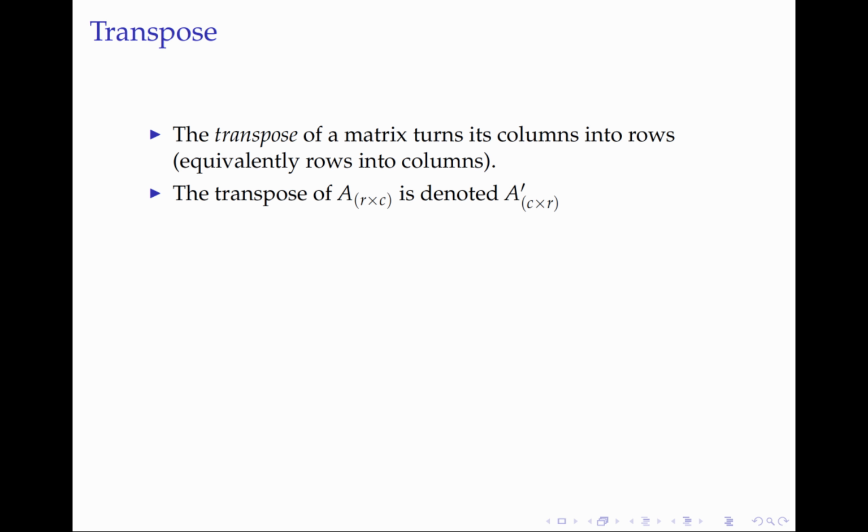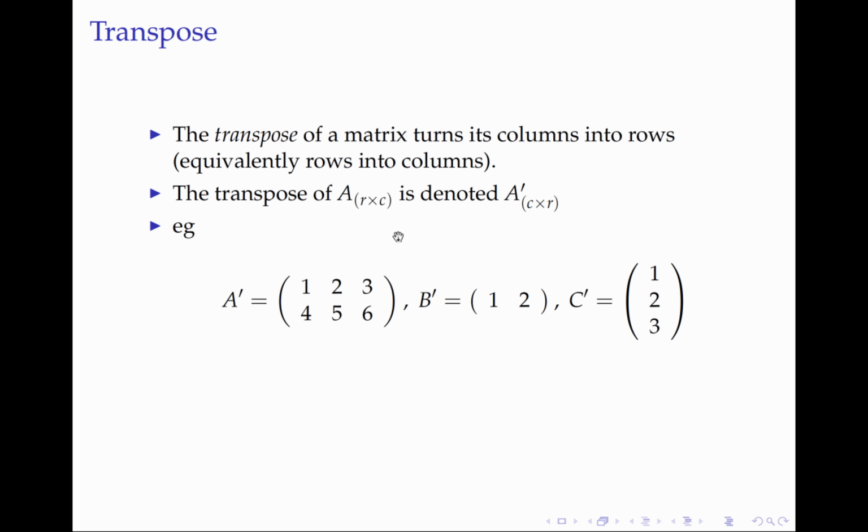Now, the idea of a transpose is an operation that we use a lot, which takes a matrix and turns all of its columns into rows, and equivalently rows into columns. It's kind of like turning a matrix on its side, if you like. And the transpose is denoted with the prime notation. So if we start with a matrix with R rows and C columns, and we take its transpose, then what we end up with is a matrix with C rows and R columns, because all of the rows have become columns and the columns have become rows after we take the transpose.